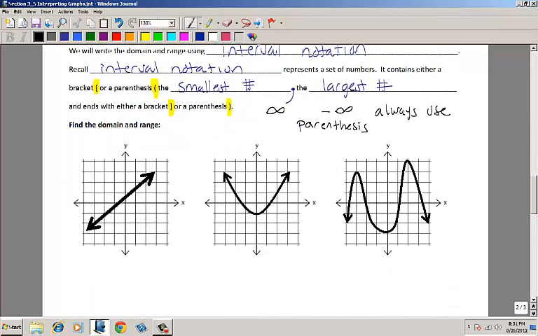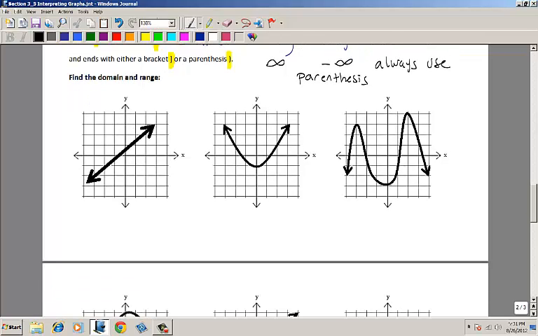So let's find the domain and range of all the rest of these functions. That's the rest that we have in this section. So let's look at the first one. I need to find the domain and the range of this function. Well, I'm going to do this, and I encourage you to do this on all your papers until you feel comfortable with finding domain and range given a graph.